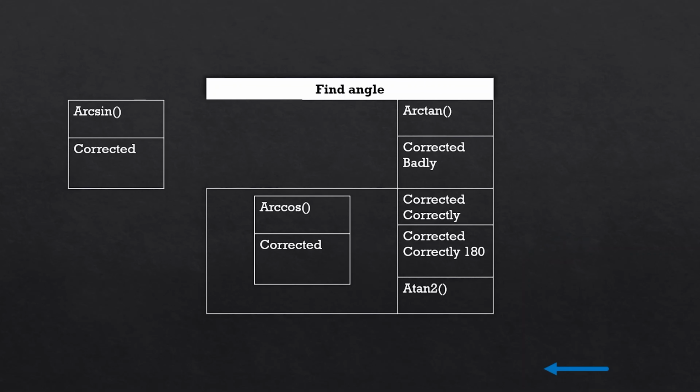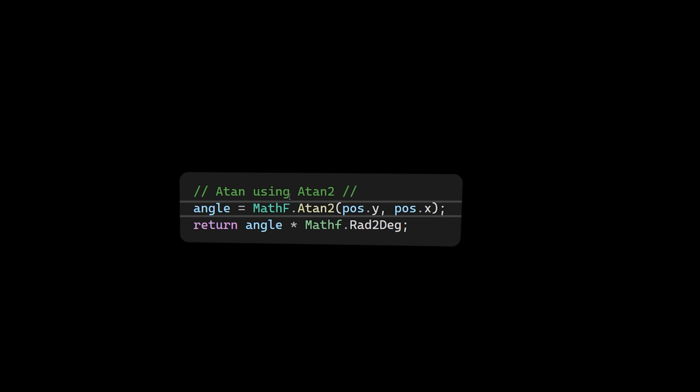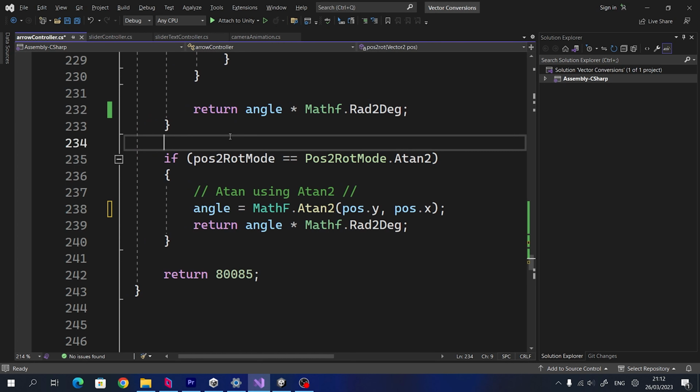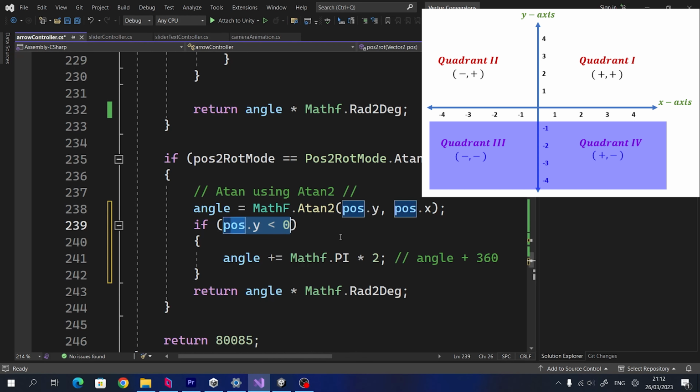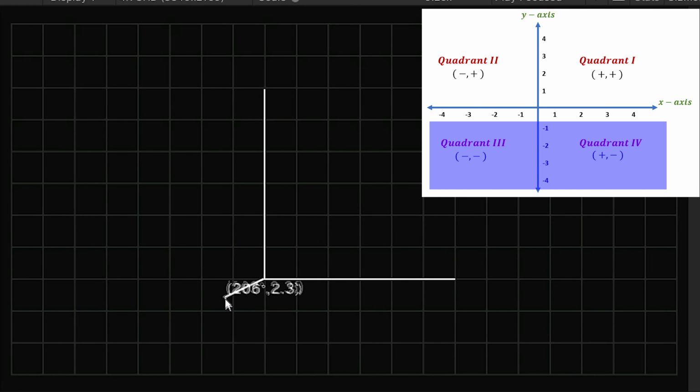I know this is the best way. Look at it, it's so simple. It's just one function. It takes the y position and the x position as input. Look, it works out of the box perfectly. Well, it does have the minus 180 and the minus 90 stuff, but you can just fix it with this. And if the y position is less than 0, it just adds 360. Boom, fixed. Amazing.